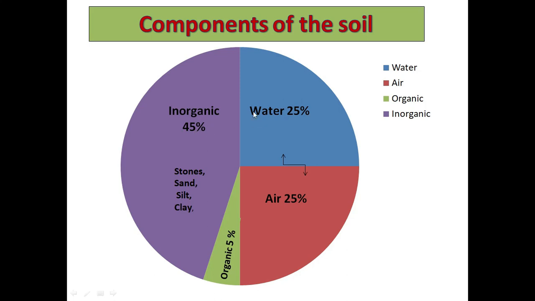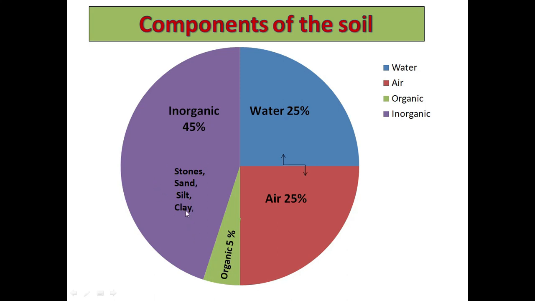Number one, let's start with water. Water is a part of the soil, and that's 25% of the soil. Air is another component of the soil, and that's also 25% of the soil. With air and water, as you can see from the arrow here, these components can increase and decrease. I'll explain that further. The third component here is the organic component, which is 5% of the soil, a very small percentage of the soil.